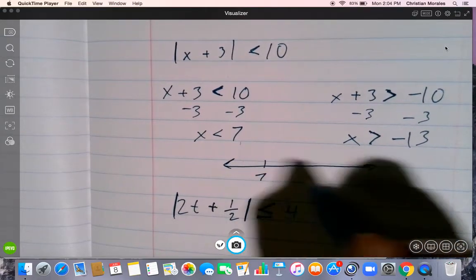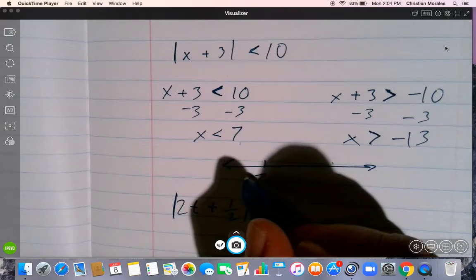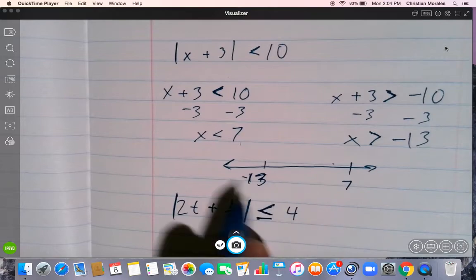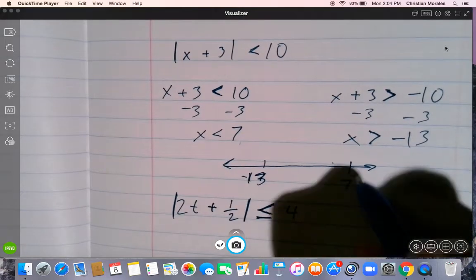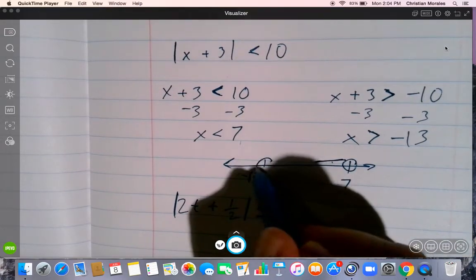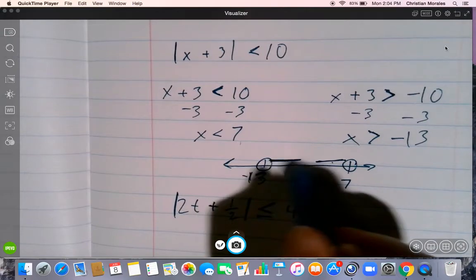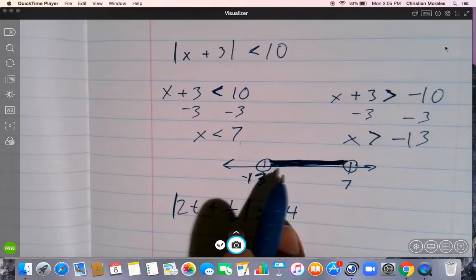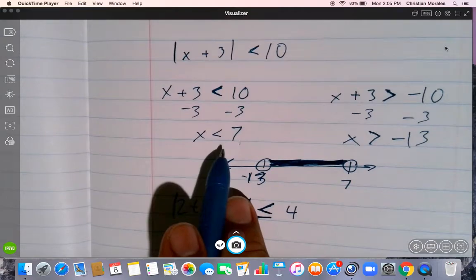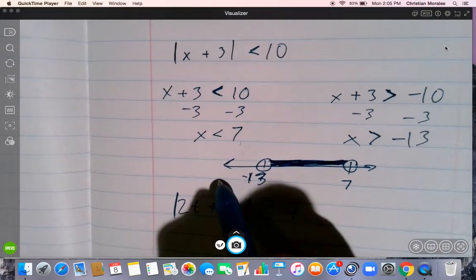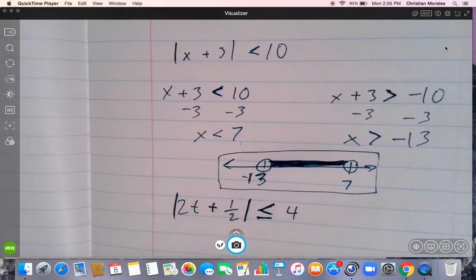So let's just say 7's over here, and actually -13 should be over here, -13, and then 7's over here, right? So x is less than 7, so it'll be an open circle going this way. X is greater than -13, so it'll be an open circle going this way. So your graph for this, if you put both answers on a graph, will look like this. They combine. This one was going less than, this one's greater than, so it goes greater than, like that. And that's what the answer would look like as a graph, a compound inequality.